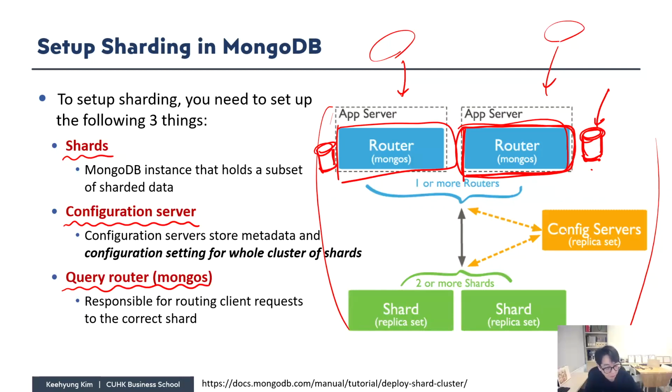And then you need to have a configuration server here. The configuration server stores metadata and configuration settings for the full sharded cluster. It is the place where the information about which data is stored in which shard is kept. The configuration server is a replica set here.